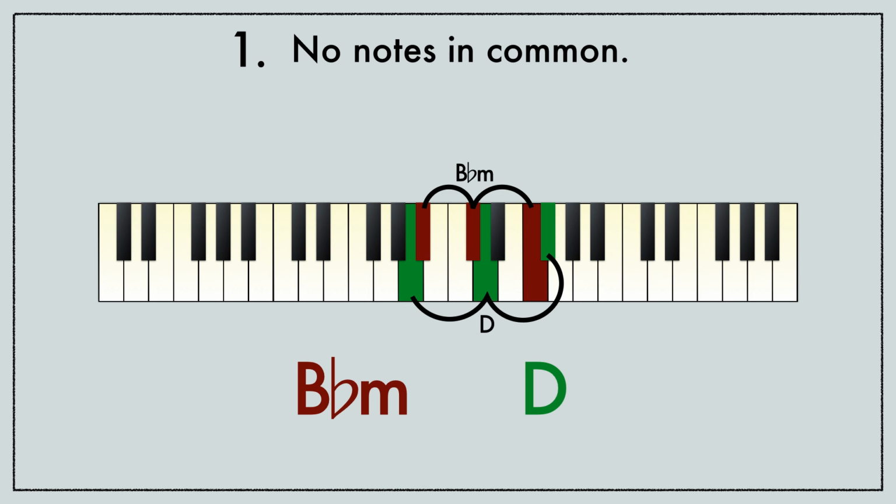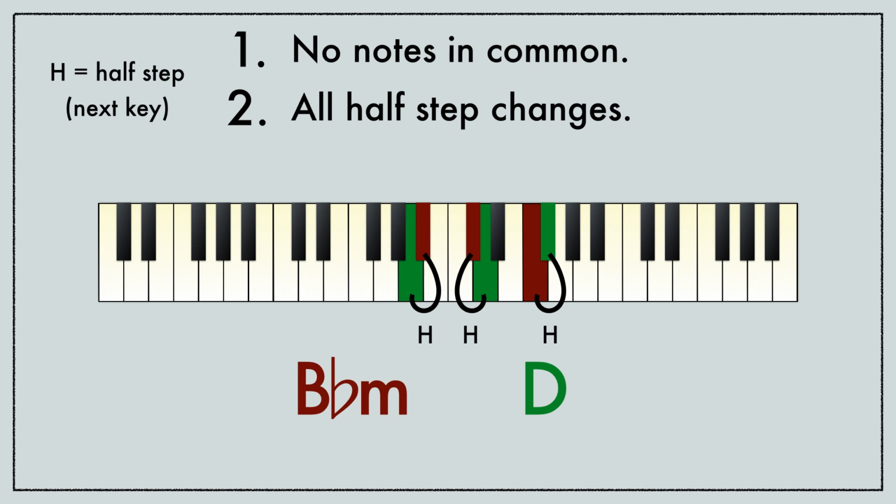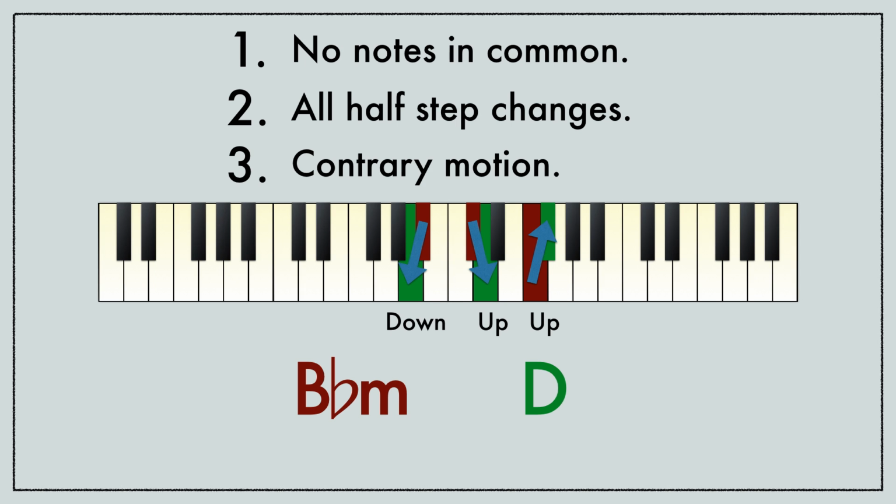1. They share no notes in common. 2. Each note moves a half step to the next chord: B flat to A, D flat to D, and F to F sharp. And 3. The lowest voice moves down while the other 2 move up, creating contrary motion. This combination creates an uncanny moment.